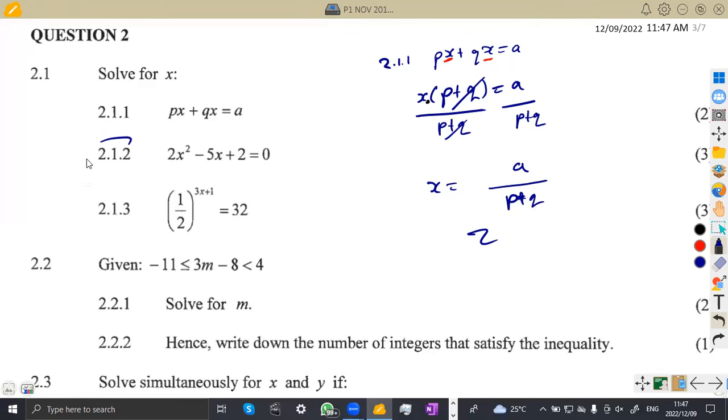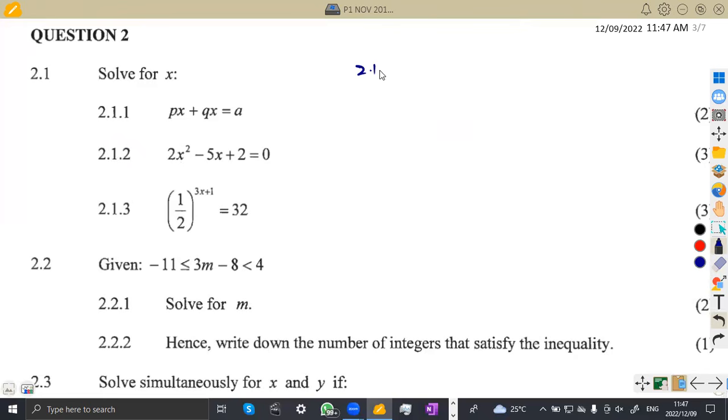All right, the other part was 2.12. That is a quadratic equation that you're given. So let's just remove this part. Okay, so this is 2.12, where we are given 2x squared minus 5x plus 2 is equal to 0. So for you to solve this type of equation, it depends on the method that you're going to use.